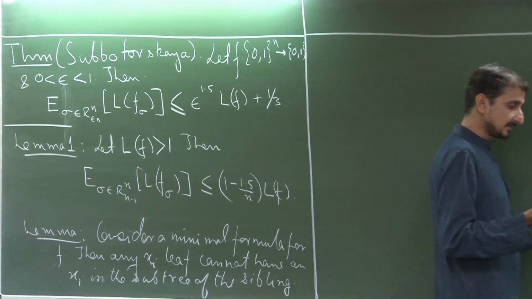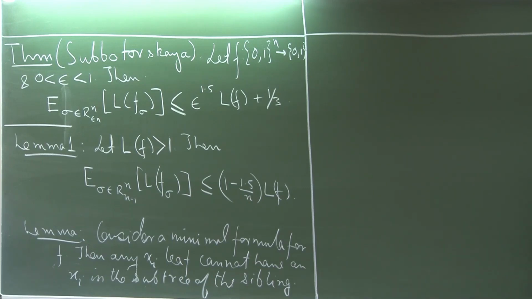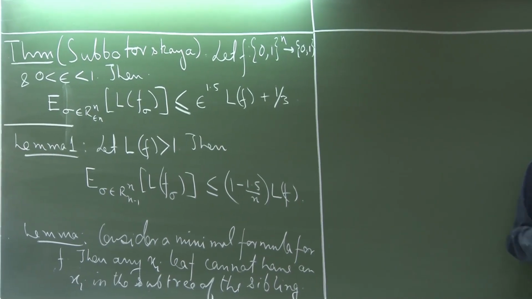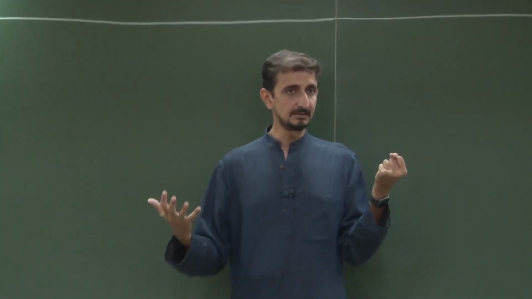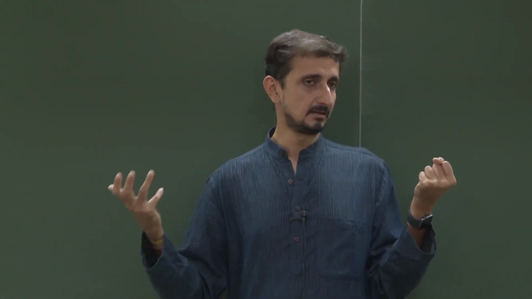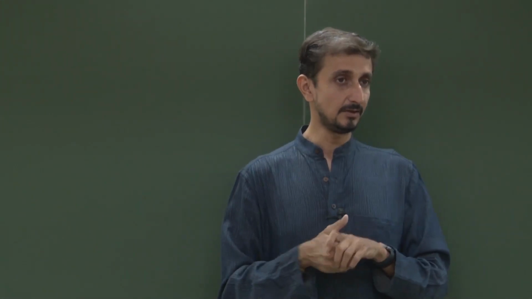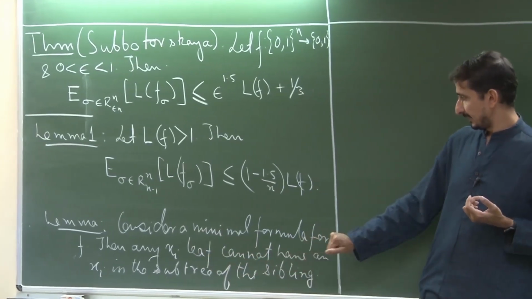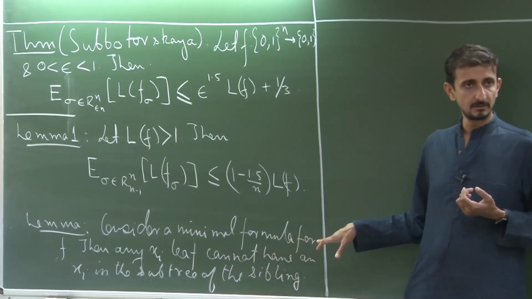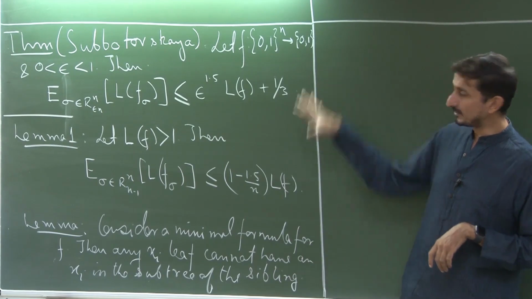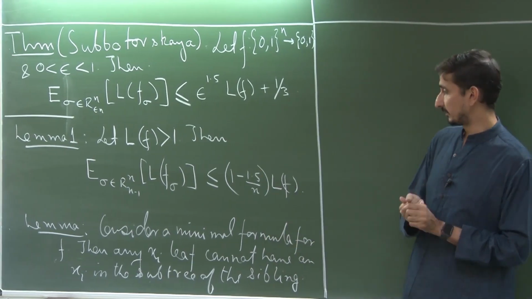Over the De Morgan basis, we can argue that if I have an AND gate, and one sibling of the AND gate takes the value 0, then irrespective of what the other subtree looks like, the function evaluates to 0. For an OR gate it is 1. We actually proved this lemma last time. Everything that we are discussing now is over the De Morgan basis.